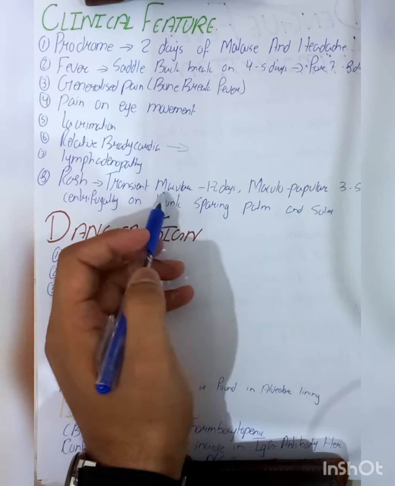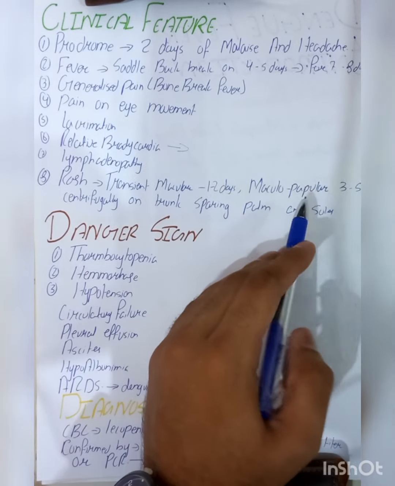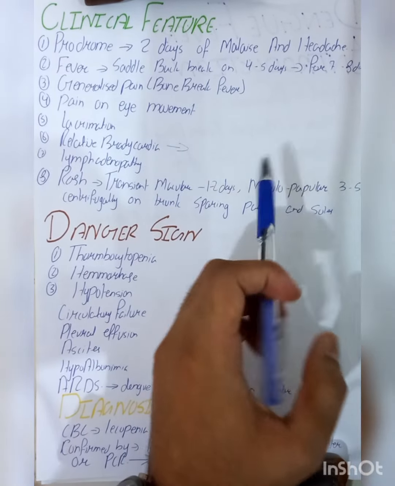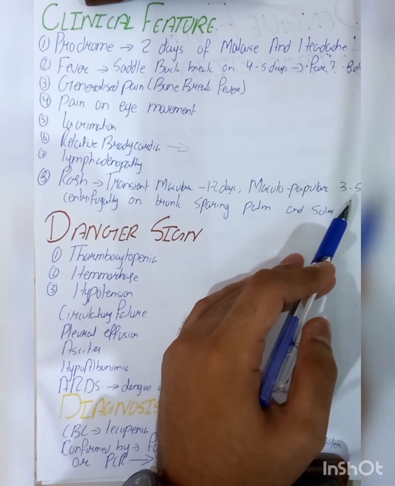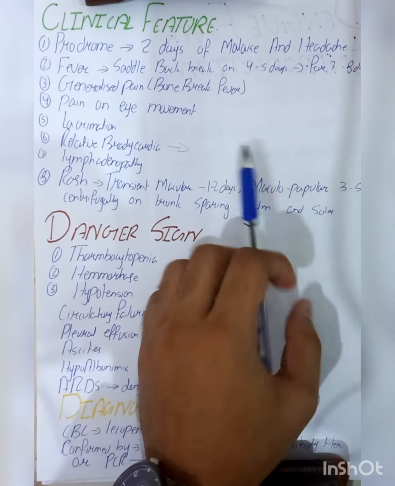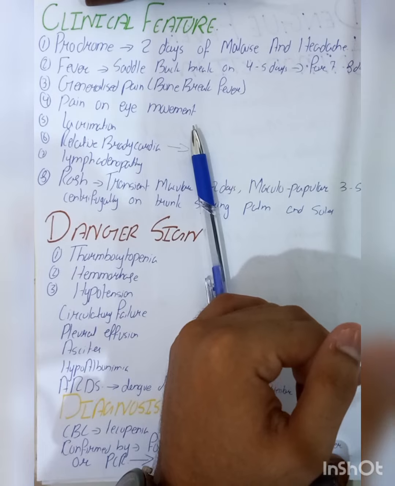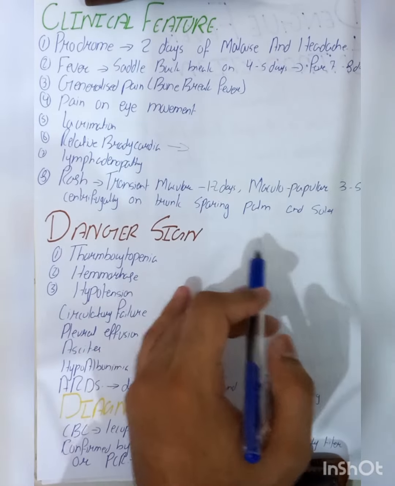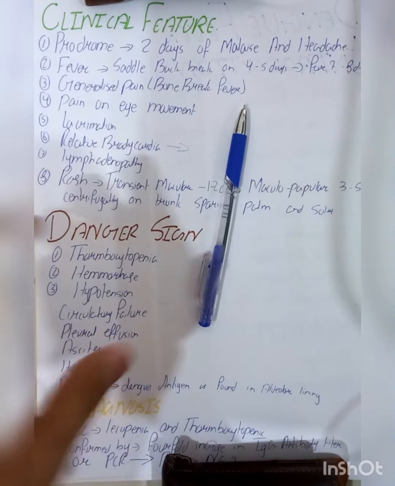So there is a transient macule which occurs on 1 to 2 days. Then there is a maculopapular rash. A papule means an elevated lesion which is palpable and less than 0.5 centimeter. It occurs on 3 to 5 days centrifugally, meaning from the neck to the trunk to the lower part of the body, but it does not involve the palms and soles. So this is a sign of dengue virus fever.